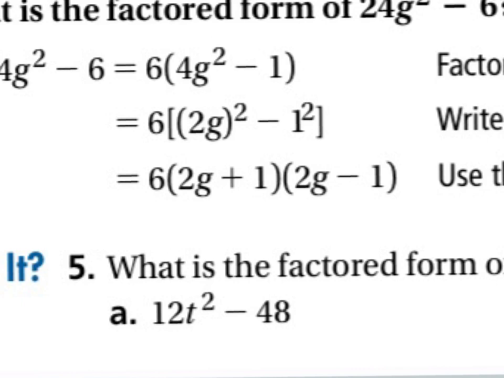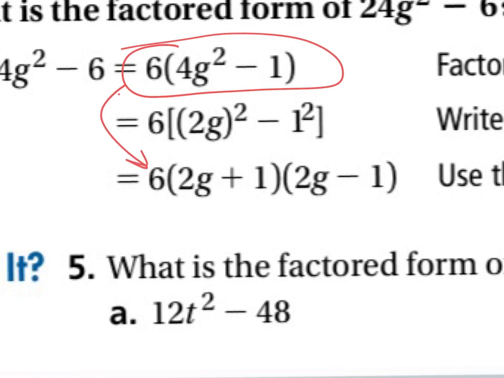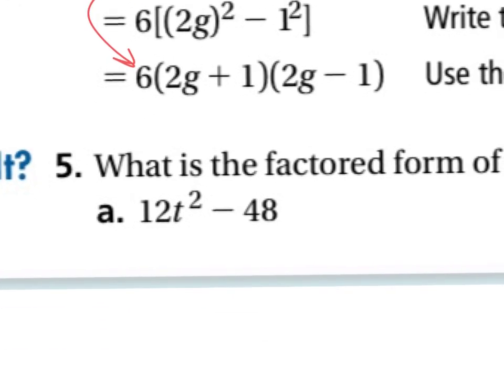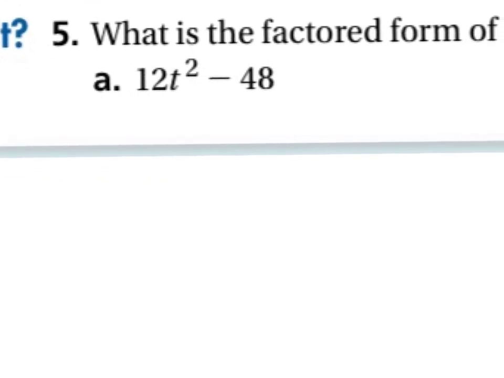So that's what the book did here. GCF of 6 gets us to this point, and then now we can factor that because 4 and 1 are both perfect squares. So always just make sure you try and look for that GCF first before you start going on these problems. So if you look at the Got It 5 Part A, they're wanting us to factor that.